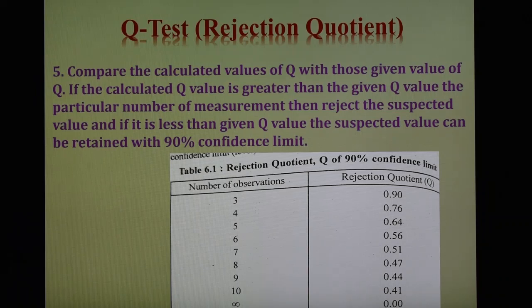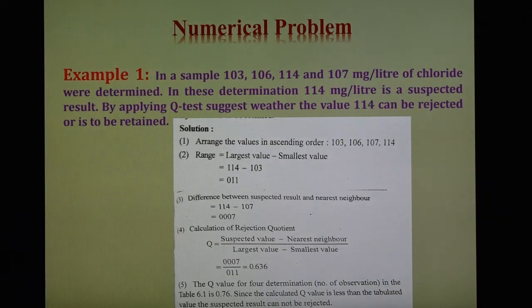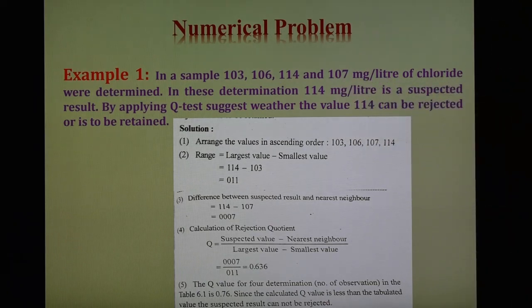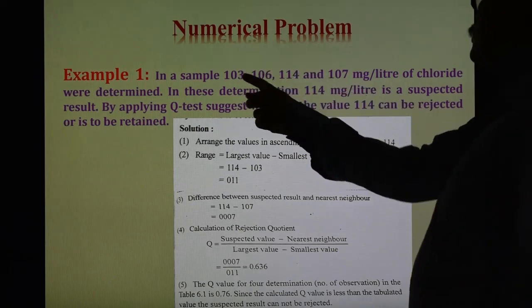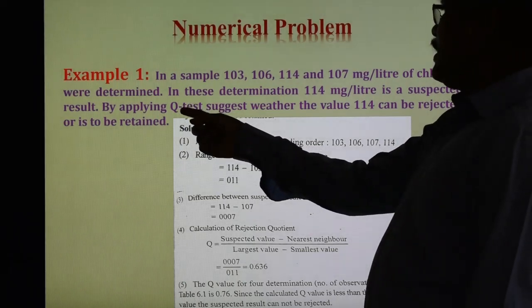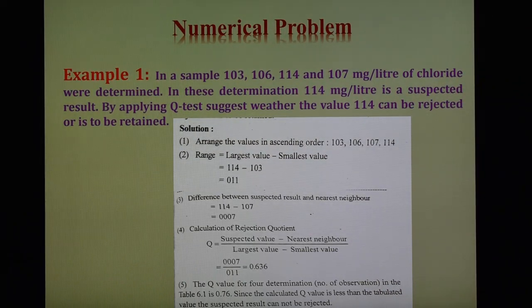And now, based on this Q test, some numerical problems are there that we are going to see in the next slide. So example 1. In a sample, 103, 106, 114 and 107 milligram per liter of chloride we have determined. So 4 observations are there, 1, 2, 3 and 4. In this determination, 114 milligram per liter is a suspected result, suspected meaning doubtful result. By applying a Q test, suggest whether the value 114 can be rejected or is to be retained.